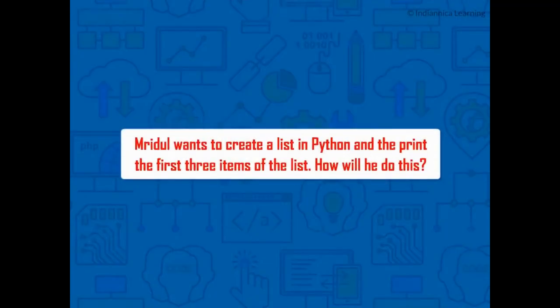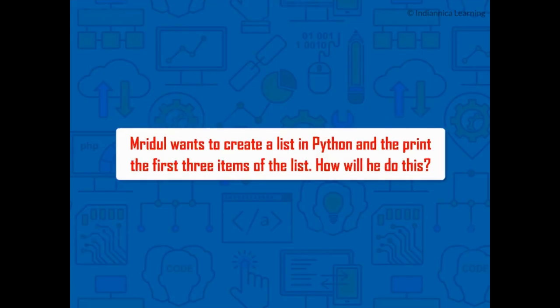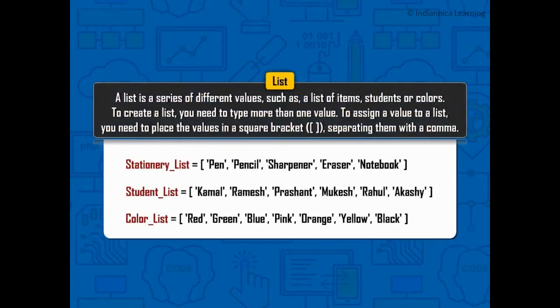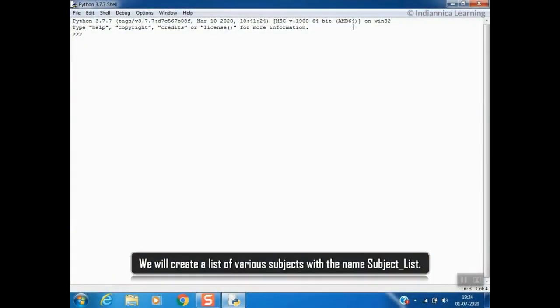Mridal wants to create a list in Python and print the first 3 items of the list. How will he do this? A list is a series of different values such as a list of items, students or colors. To create a list, you need to type more than one value. To assign a value to a list, you need to place the values in a square bracket, separating them with a comma. We will create a list of various subjects with the name subject list.